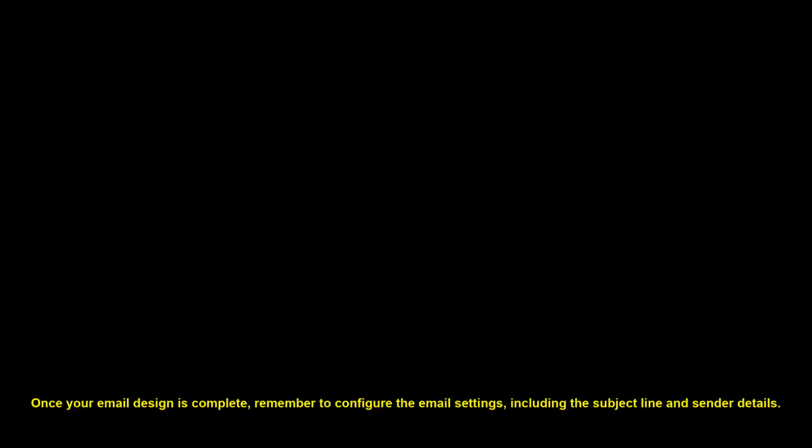Now, set up the flow step by clicking on the plus icon within the flow editor. From the drop-down options, select Email to send an email when the trigger occurs. Design your email using Klaviyo's drag-and-drop editor or by selecting a pre-made template. Once your email design is complete, remember to configure the email settings, including the subject line and sender details.